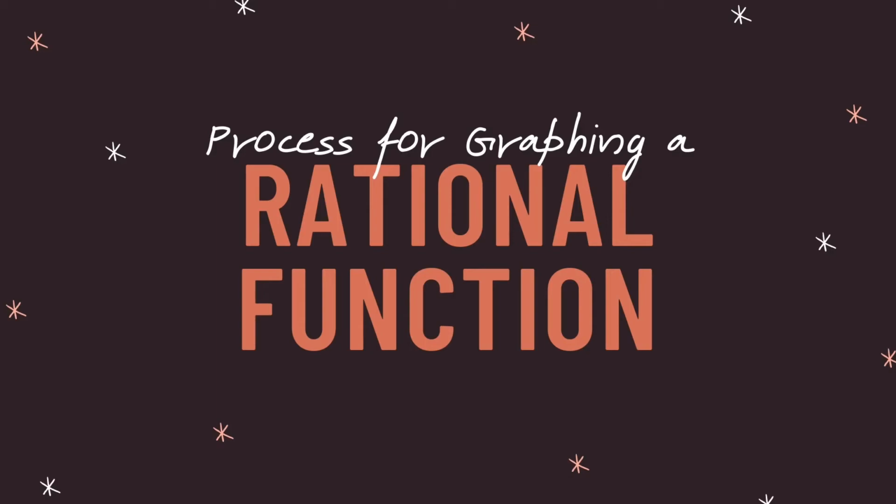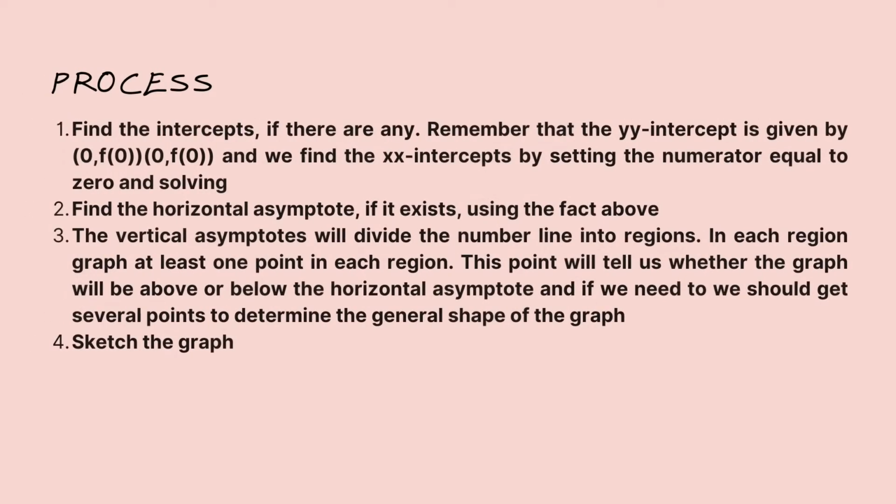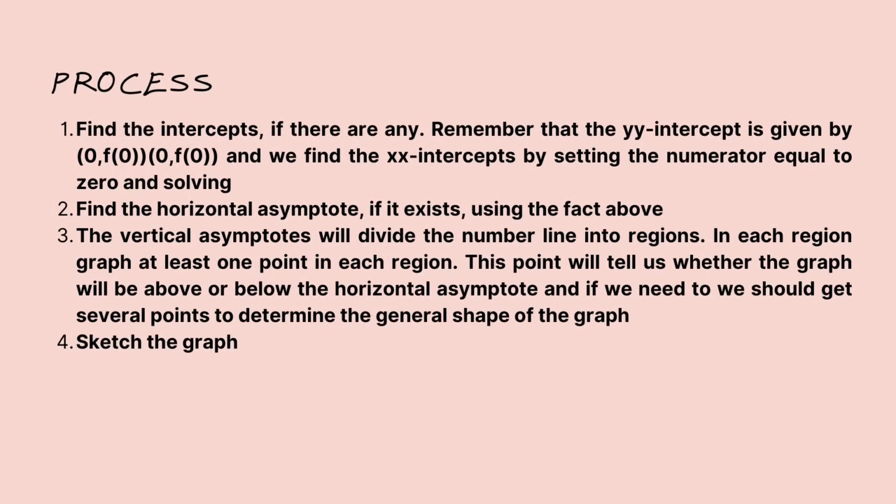Process for graphing a rational function. Number 1. Find the intercepts if there are any. Remember that the y-intercept is given by f(0), and we find the x-intercepts by setting the numerator equal to 0 and solving. Number 2. Find the horizontal asymptote, if it exists, using the fact above.